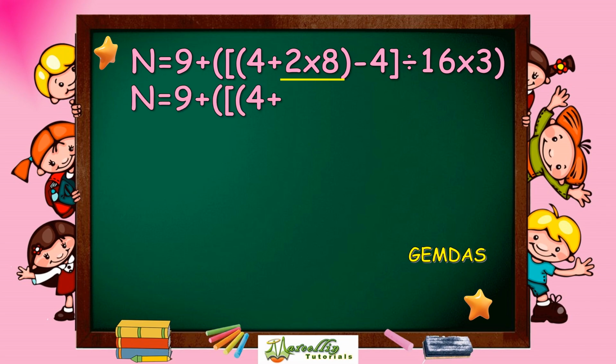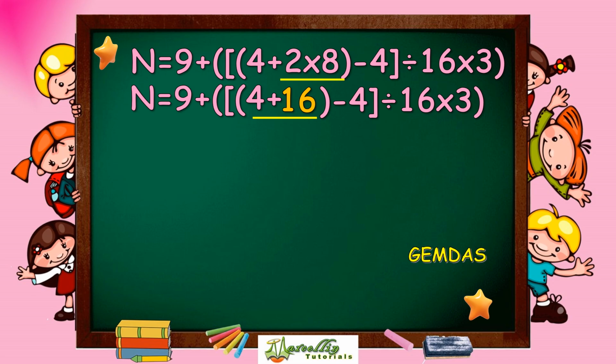So you copy the numbers on the left of 2 times 8. Then let's include 2 times 8 is 16. Then copy the numbers on the right. Next, let's solve 4 plus 16.